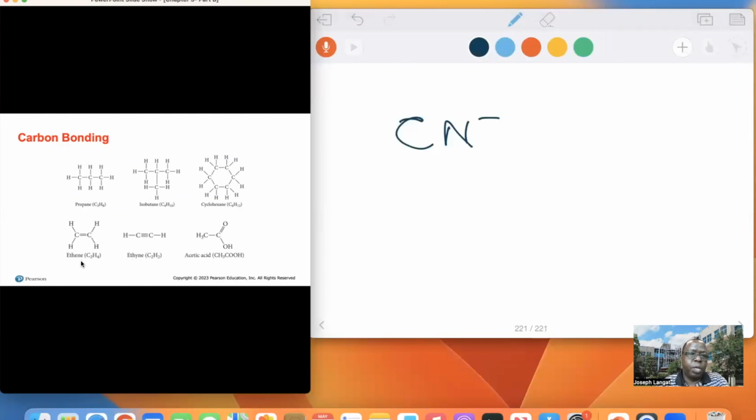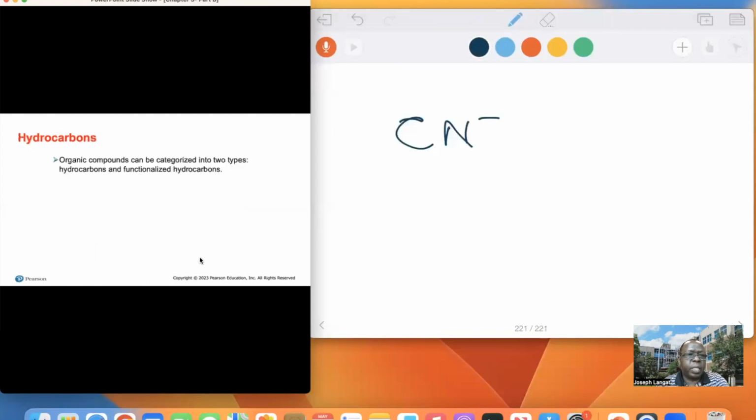organic compounds. It can also form a double bond or a triple bond, as in ethene, ethyne, or even acetic acid.